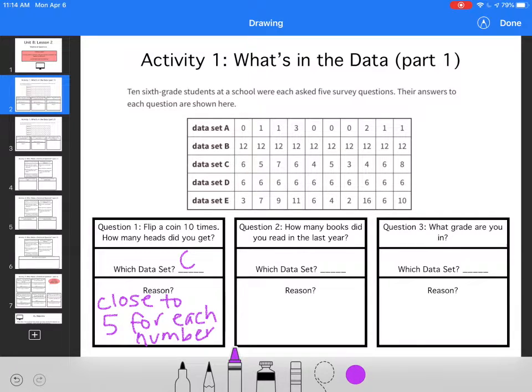How many books did you read last year? Okay, so if I wanted to pick a data set for how many books I read last year, I would hope it is A, because that's just 0, 1, 2, and 3. B, that's all 12. Well, not everybody read the same books or the same number of books. I've already used data set C. Data set D is all 6. Data set E, 3, 7, 9, 11. Yeah, that makes sense for books. So I'm going to go with E, and the reason is people read different numbers of books.